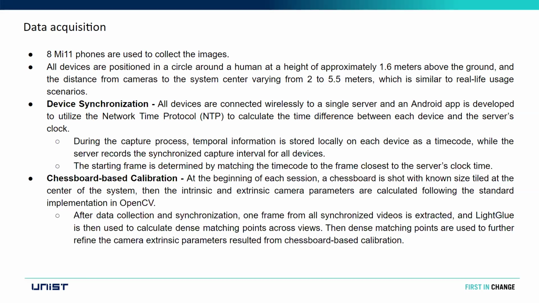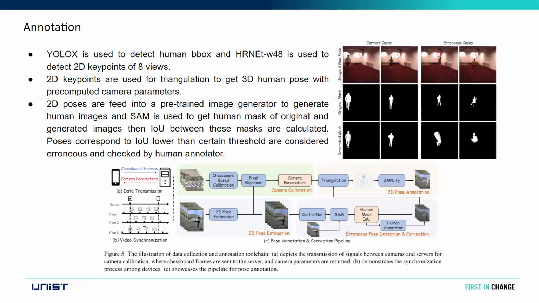After data collection and synchronization, one frame from all synchronized videos is extracted, and an existing pipeline is used to calculate dense matching points across views. Then the dense matching points are used to further refine the camera extrinsic parameters resulting from the chessboard-based calculation. Now, coming to annotation, they use YOLOX to detect human bounding boxes, and from those detected humans, they use HRNet-W48 to detect 2D keypoints in 8 views. The 2D keypoints are used for triangulation to get the 3D human pose with pre-computed camera parameters coming from the chessboard calibration.